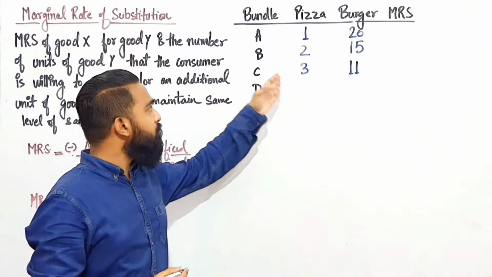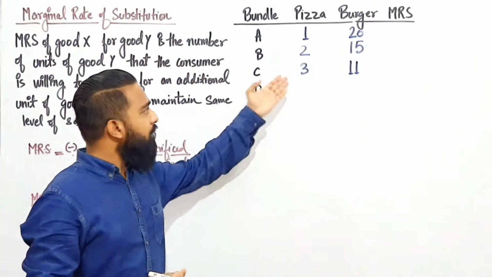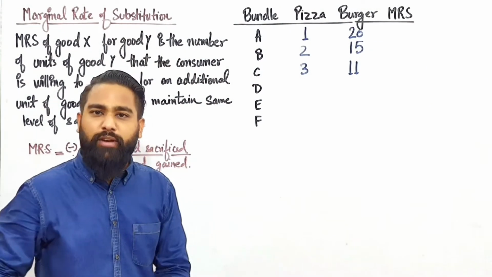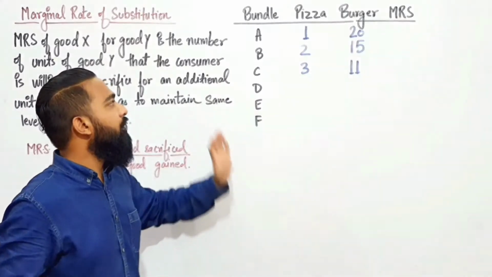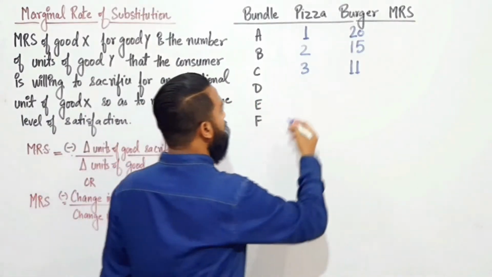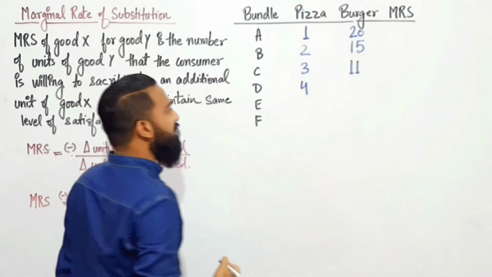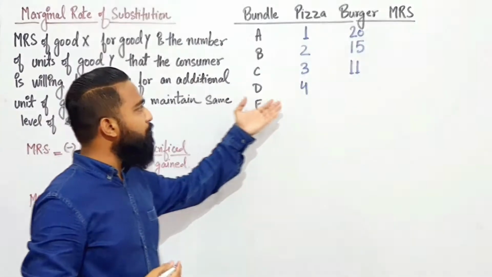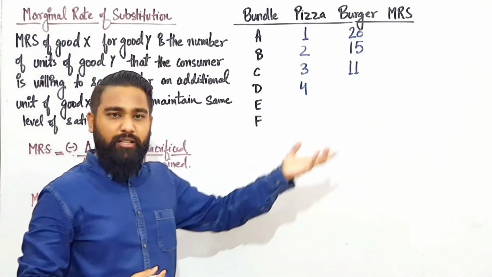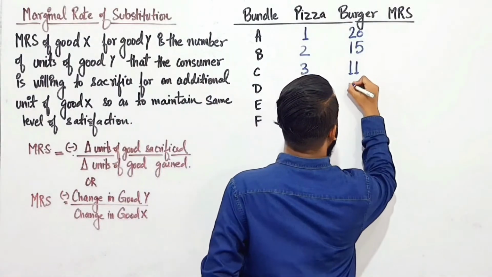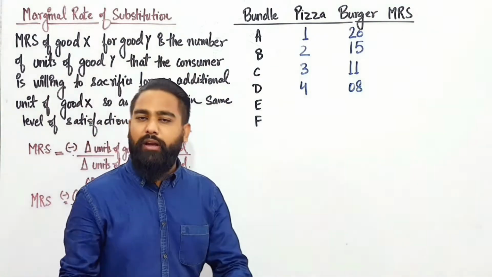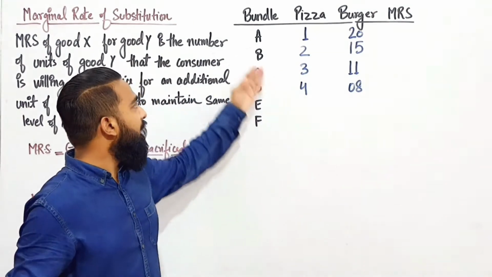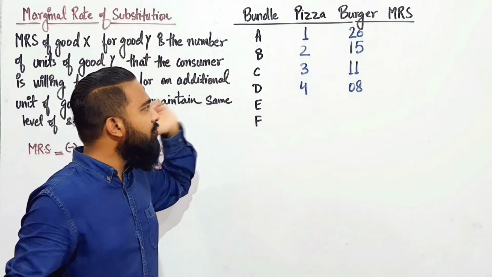And there is your third bundle. And in this bundle also, the level of satisfaction is exactly equal to bundle A and bundle B. Now for the next bundle, I need to increase 1 more pizza. To increase 1 more pizza, I need to sacrifice a few burgers. Now it will be 8 burgers. If I eat 4 pizzas and 8 burgers, I will be equally satisfied as bundles A, B and C.